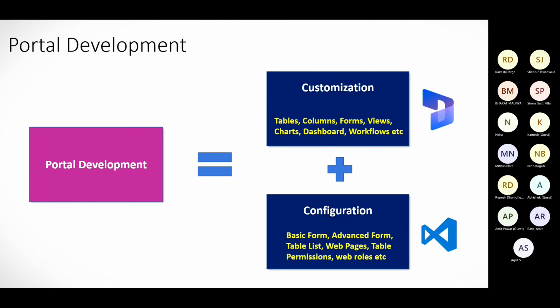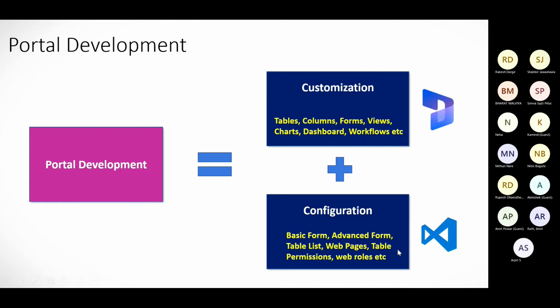For example, I have to create a form on the portal. Obviously, you first create a form in the Dynamics 365 CRM. Then, in the configuration part, you create a basic form and attach that CRM form to it, right? So you need to do the customization, then you need to do the configuration. Now, for the customization, you obviously need to go to Dynamics 365. There is no way around that.